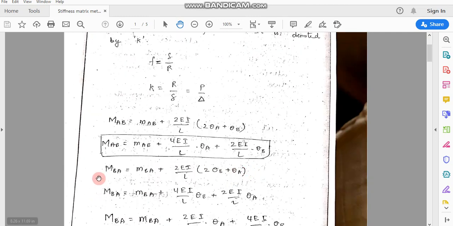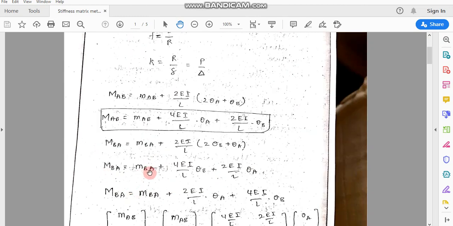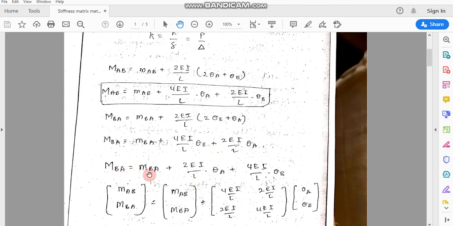Similarly, we have MBA, that is the moment from B to A. MBA equals small mBA plus 2EI by L into (2 theta B plus theta A). I hope you remember this equation. Open the bracket: MBA equals small mBA plus 2EI by L into theta A plus 4EI by L into theta B. The same thing we have written here.